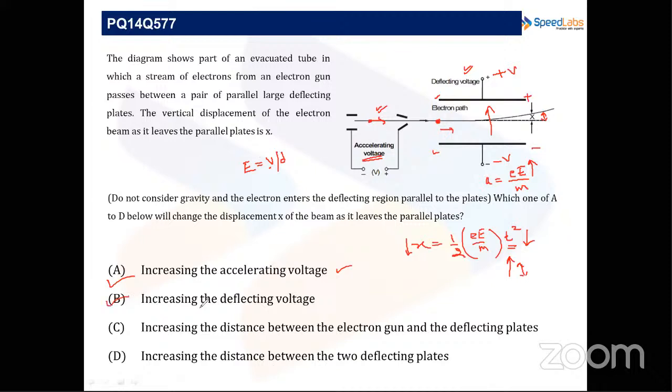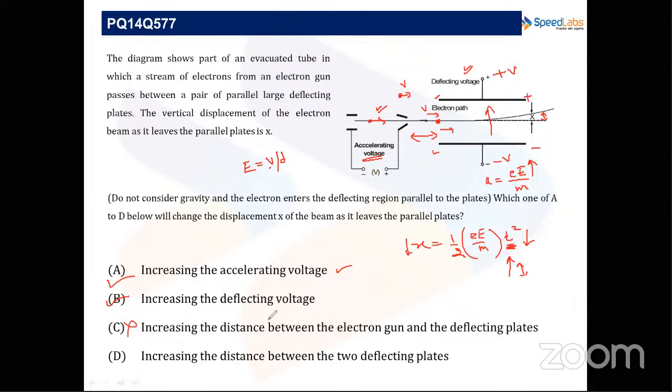Now the third option is increasing the distance between the electron gun and the deflecting plates. He's talking about this distance. If you increase this, then what will happen? Whatever the velocity with which electrons are leaving the electron gun, that will be the velocity of entering. So it doesn't matter. This time is also the time for which electrons are between the parallel plates. So that won't change it. So option C is incorrect.